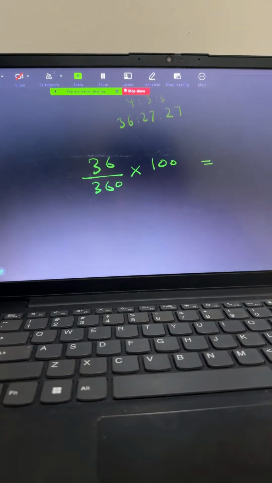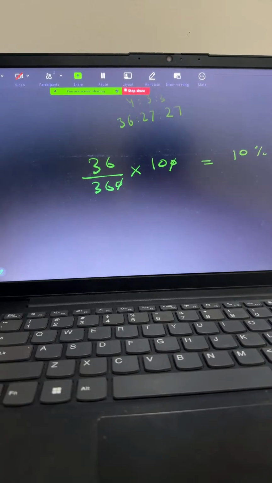So what we can do is cross out the 0 next to the 360. Okay, 10 goes. Now what are we getting? Now we have 36 divided by 36, which is just 1. And then times it by 10, so to just get 10, right? Yeah. So this is our answer, 10%.